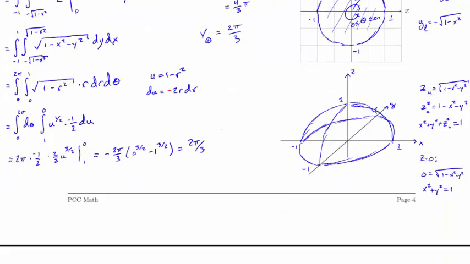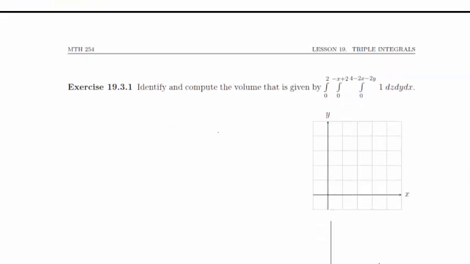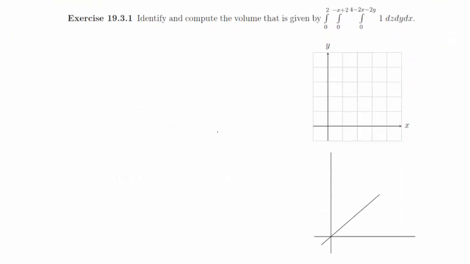All right. So exercise 19.3.1. Identify and compute the volume that is given by the integral from 0 to 2 of the integral from 0 to negative x plus 2 of the integral from 0 to 4 minus 2x minus 2y of 1 dz dy dx. So this is going to give us a volume again.